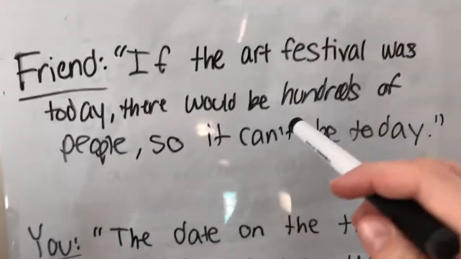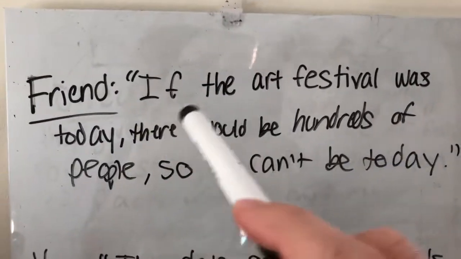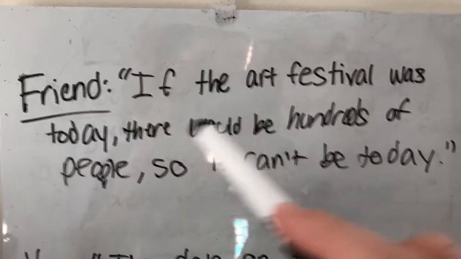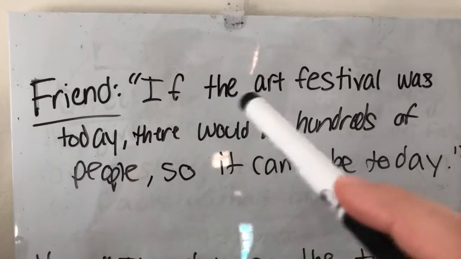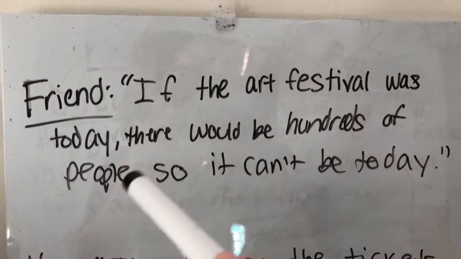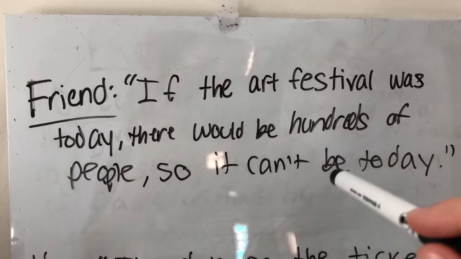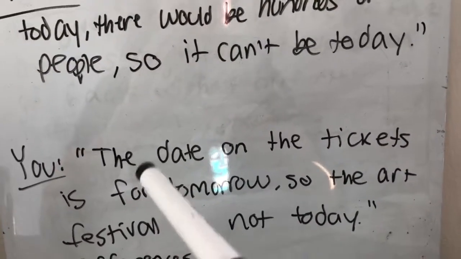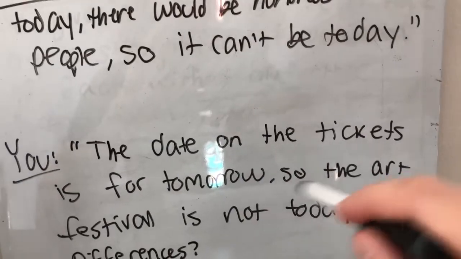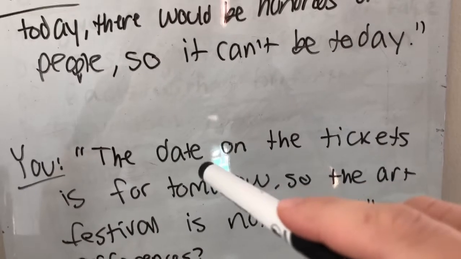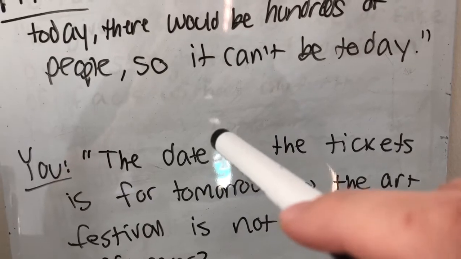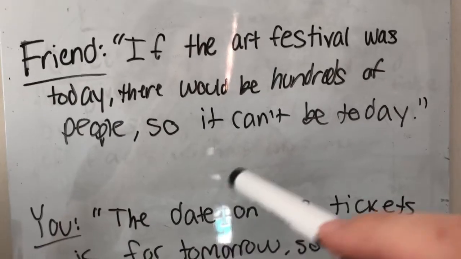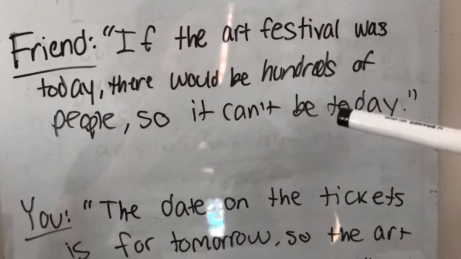It's going to be your friend who relies on assumptions, because they assume, well, if the art festival was today, we're assuming that there would be hundreds of people. They just arrived at a contradiction, because if it were today, there'd be hundreds of people, and so then they realize that it can't be today. And you relied on direct facts. You looked at an established date on the ticket. The date on the ticket is for tomorrow, so the art festival is not today. So you used facts that were predetermined and established, rather than your friend who used an assumption and then arrived at a contradiction to prove that the art festival is not today.